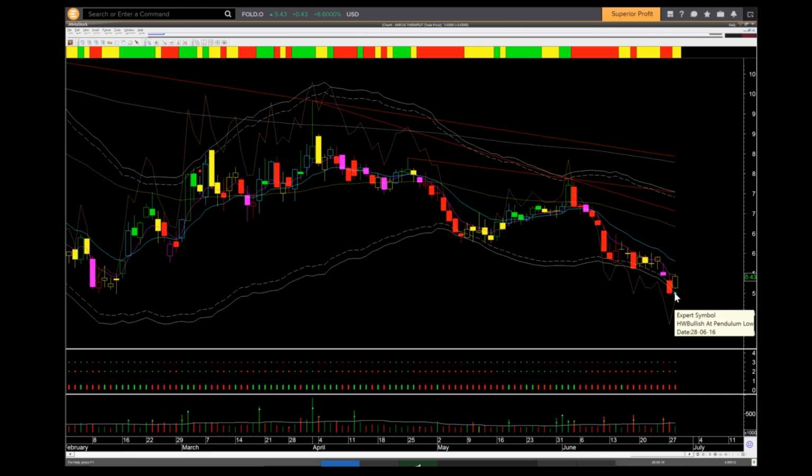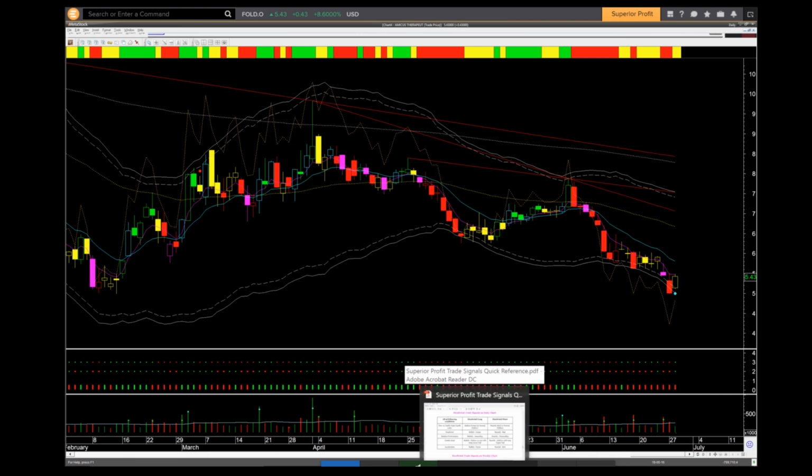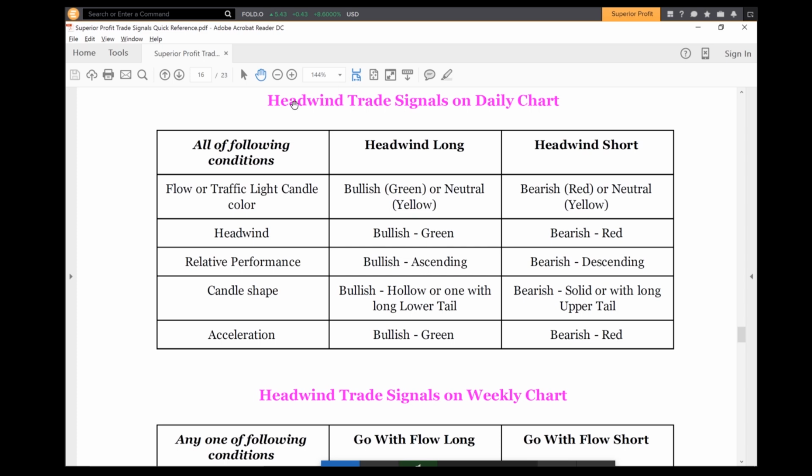But again, we don't catch a falling knife. We need to have a proper signal to enter a trade. So could this headwind at pendulum low be that signal? Let's look at the checklist. Our checklist for a headwind trade signal on daily chart: all of the following conditions. We look at the middle column for long trade.